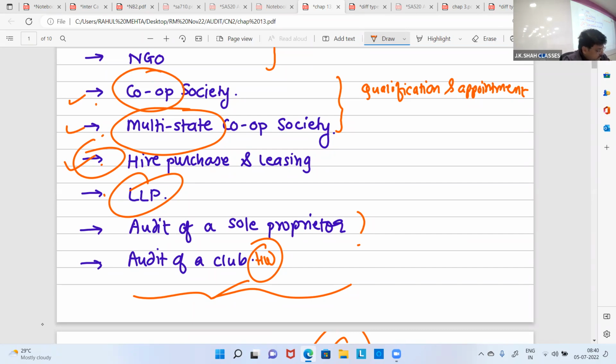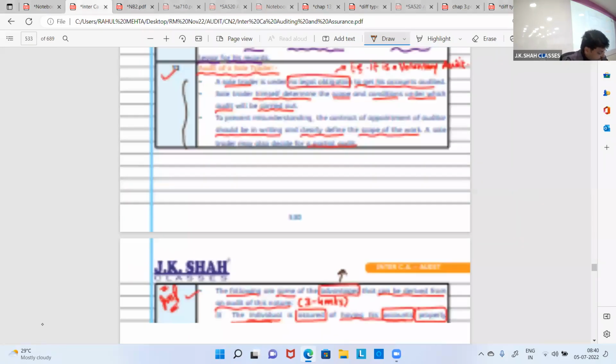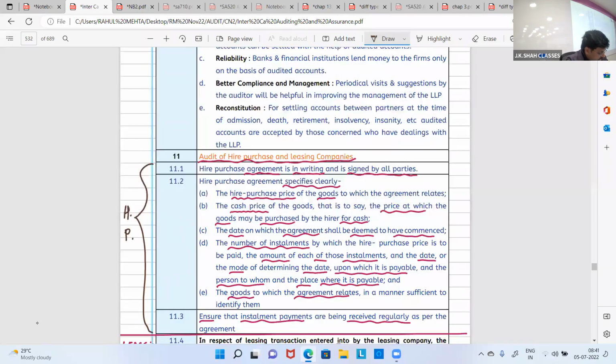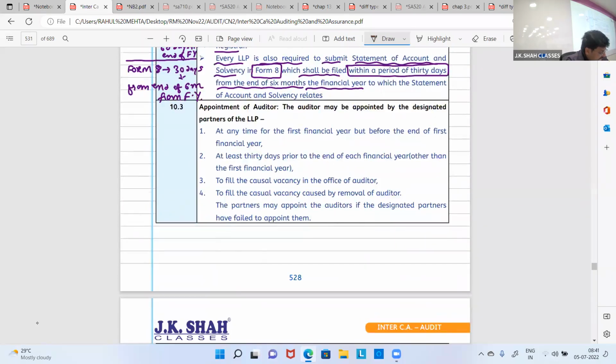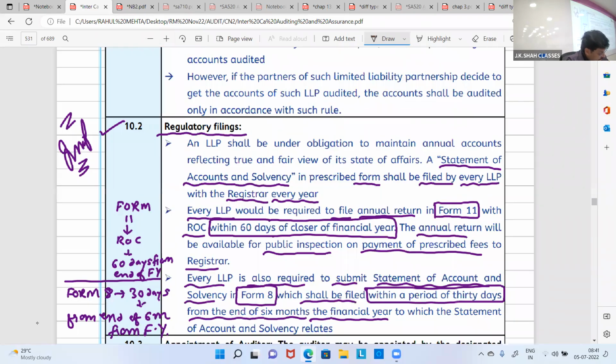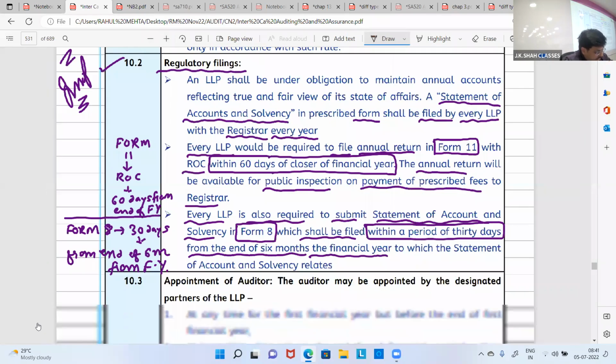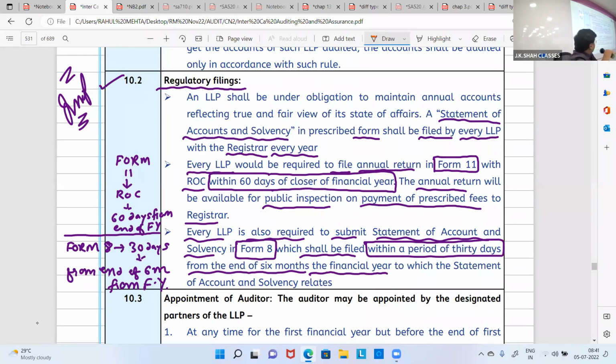Textbook, come. I'll show one by one. I want you to come to page number 528. If you come to page number 528, what you'll find there is regulatory filings. Did you find it? Okay, see. Firstly, an LLP shall be under an obligation to maintain annual accounts reflecting a true and fair view. Thereafter, they say that a statement of account and solvency in prescribed form, which form is given down in this point and this point, has to be filed every year by the LLP with the registrar.